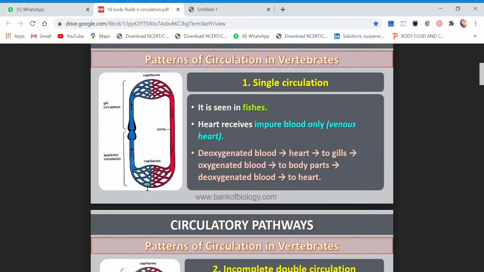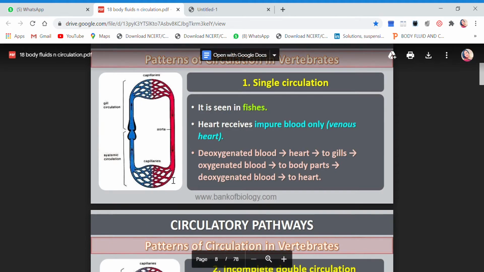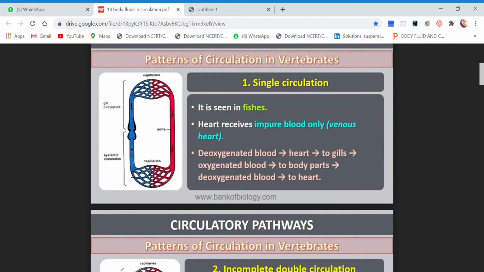Now that blood again becomes deoxygenated. So capillaries are there in between. Now this deoxygenated blood is again collected and given to the heart. So it's a single circulation.